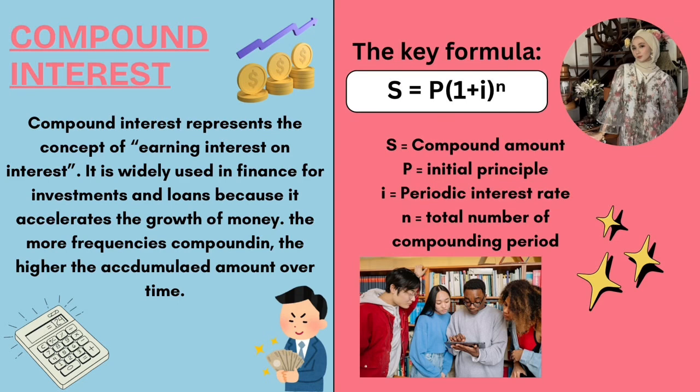Compound interest. Compound interest represents the concept of earning interest on interest. It is widely used in finance for investment and loans because it accelerates the growth of money. The more frequent the compounding, the higher the accumulated amount over time. The key formula is S equals P (1 plus i) to the power of n, where S stands for compound amount, P is the initial principal, i is the periodic interest rate, and n is the total number of compounding periods.